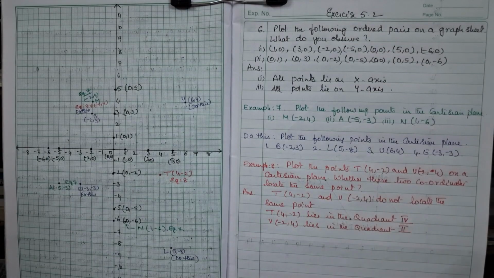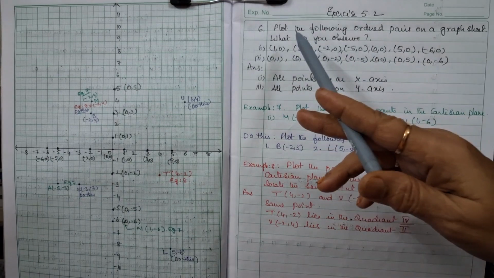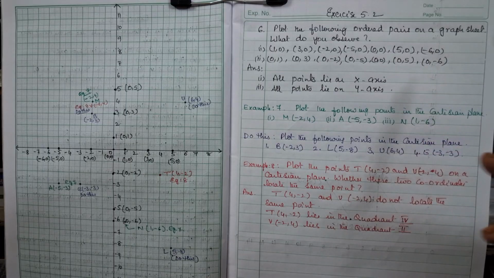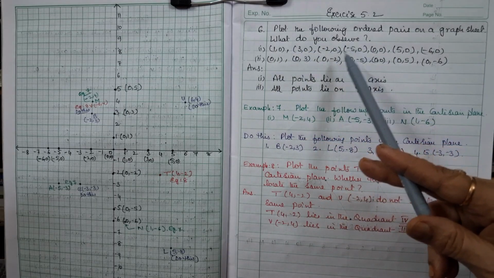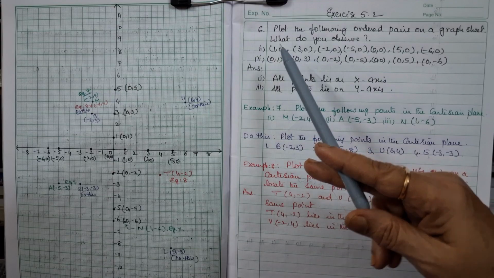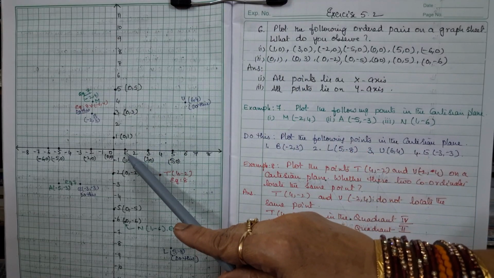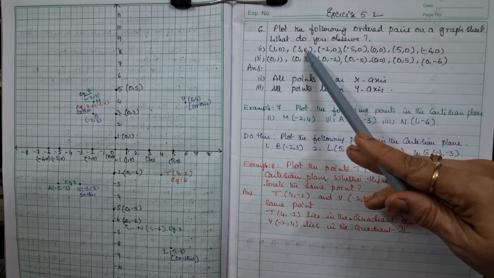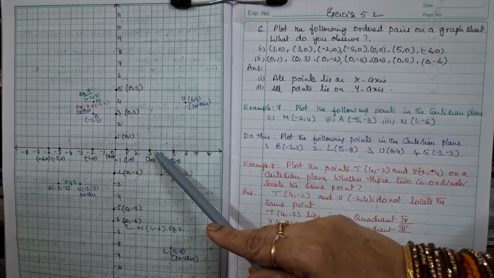Now children, sixth problem. Plot the following ordered pairs on the graph sheet. What do you observe? So first one, minus 1, 1 comma 0. See children, this is the point which we will write 1 comma 0. 3 comma 0. See, this is the point.